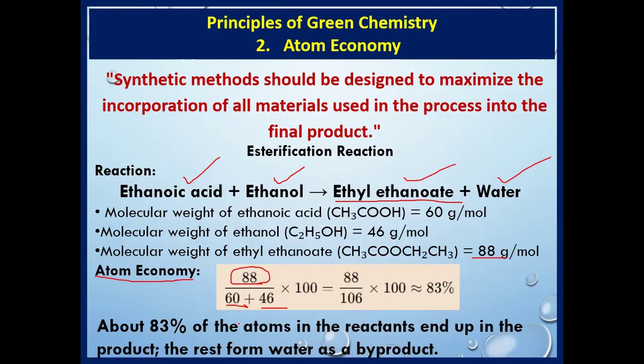So by putting these values in the atom economy formula, we obtain the atom economy for this reaction as 83%. So about 83% of atoms in the reactants end up in the products, and the rest are in the form of water as a byproduct. So it is a fairly good atom economy reaction, the esterification reaction.